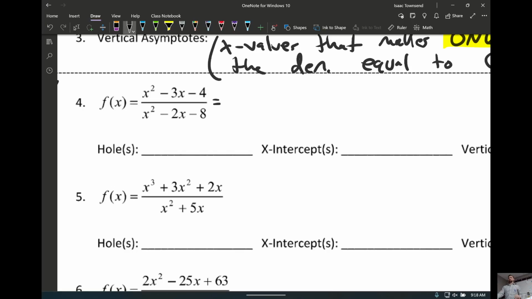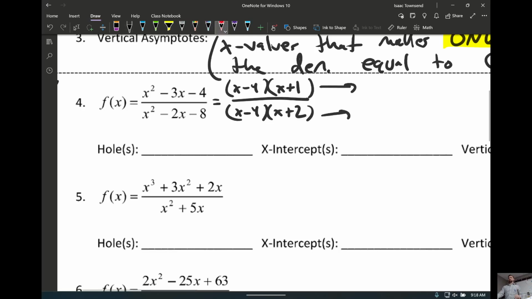Okay, so before I can even begin to tell you if this has any holes, x-intercepts, or vertical asymptotes, I need to know what numbers make the numerator 0 and what numbers make the denominator 0. The quickest way to do that is going to be from factoring, but I guess you could do quadratic formula. It's just going to take you a lot longer. And then from factoring, I can see the numerator equals 0 at 4 and negative 1. The denominator equals 0 at 4 and negative 2.